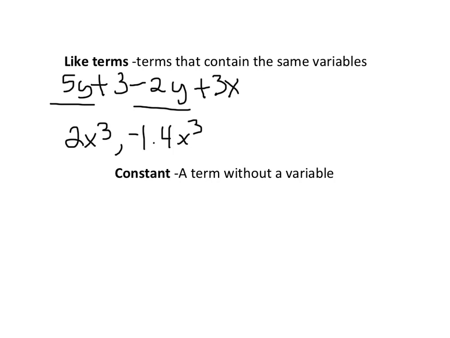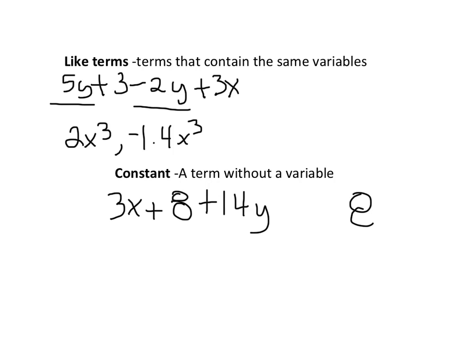The next term is constant, a term without a variable. In this expression, 3x plus 8 plus 14y, we find that the only term without a variable is 8. So the constant is 8.